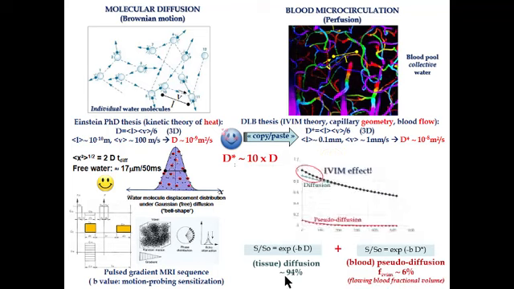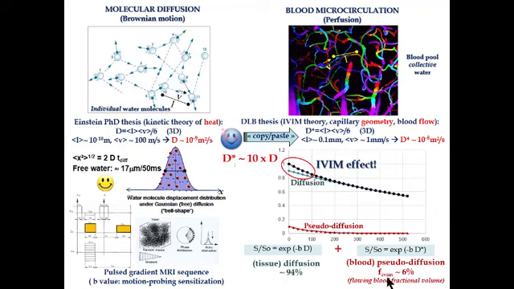Also in tissues, we have to consider that blood is about a few percent. I put 6% as an example, but it could be 4, it could be 10. And if you add the two curves I just showed, the pure diffusion and the pseudo diffusion, you get this dark blue curve, and this is the IVIM effect.